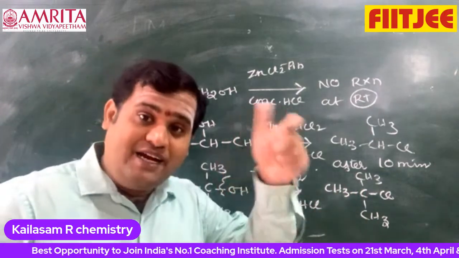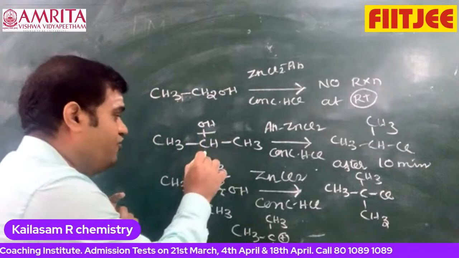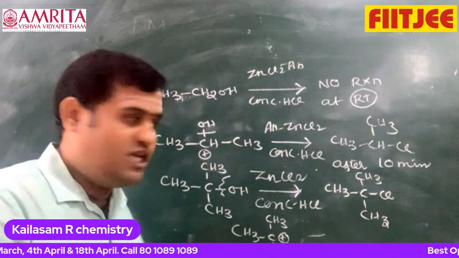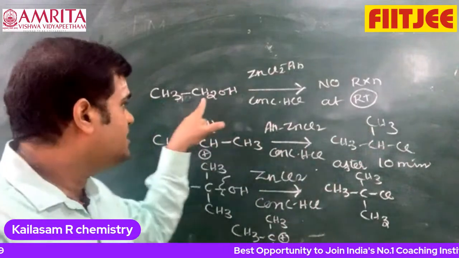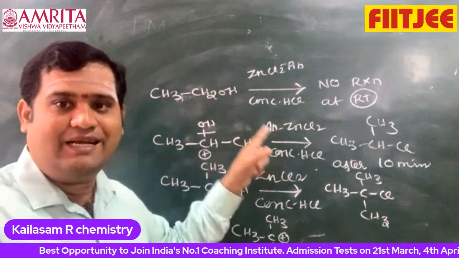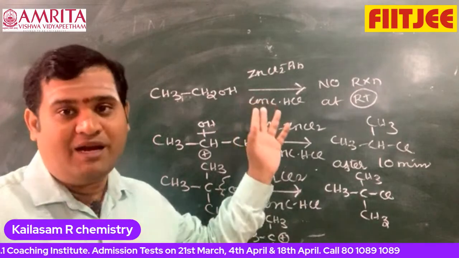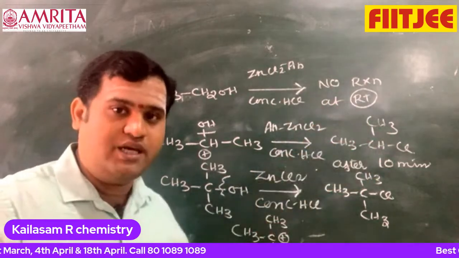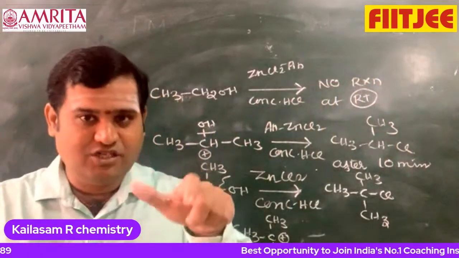But in the case of secondary, why does the halide form after 10 minutes? Because here the bond breaks and forms a secondary carbocation, which is less stable than a tertiary carbocation. Therefore, the secondary halide forms after 10 minutes, giving turbidity. But this carbocation is not stable at room temperature. That's the reason primary, secondary, and tertiary alcohols can be distinguished using Lucas reagent. Primary does not react at room temperature. Secondary forms turbidity after 10 minutes. Tertiary forms immediately because of the formation of a tertiary carbocation. That's all. And next is oxidation of alcohol.